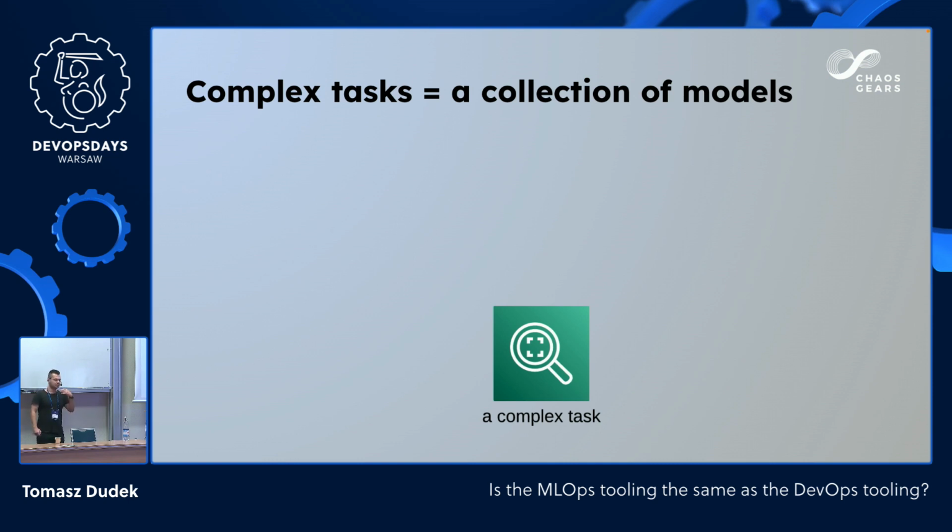If a task is complex, there's no one model to rule them all. So just like in the usual programming, when a problem is complex, we split it into sub-problems that are more manageable, and we can solve those small sub-problems to solve the big one, right? And this is exactly the same case here.